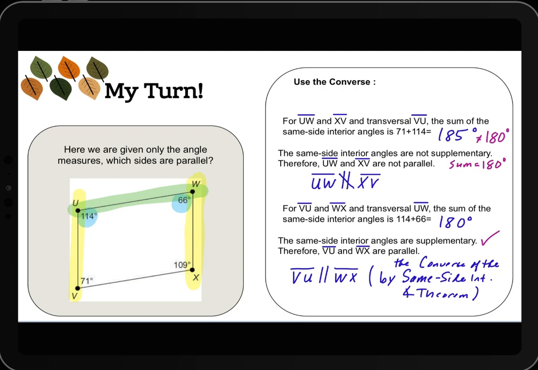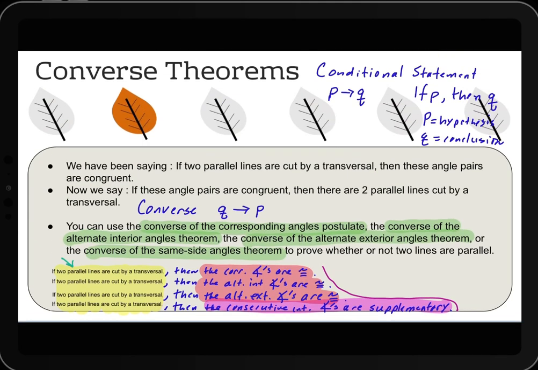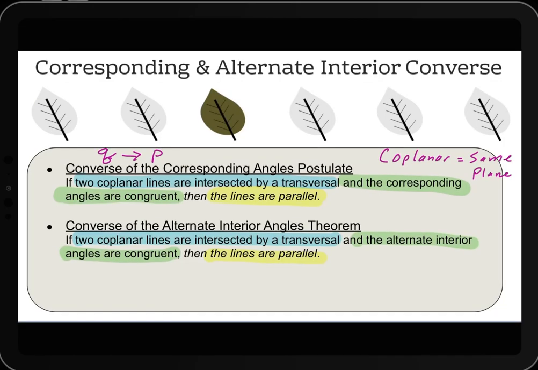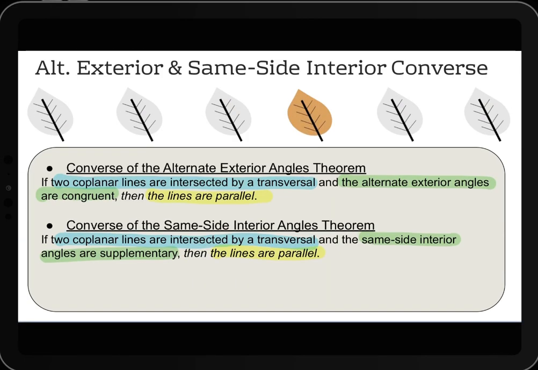And the reason is because of the converse of the same side interior angle theorem. If you're proving that lines are parallel, if you're asked this question, you must use a converse to justify. You must not use the original conditional statements that I have at the bottom here. You're proving the lines are parallel. Anytime you're proving the lines are parallel, you are using these converses to do that, and we used the final converse there for that particular example.